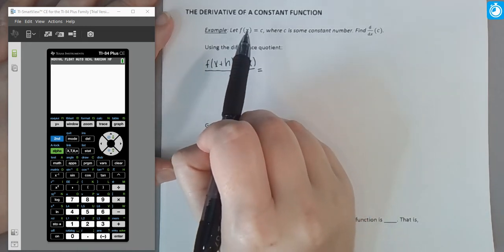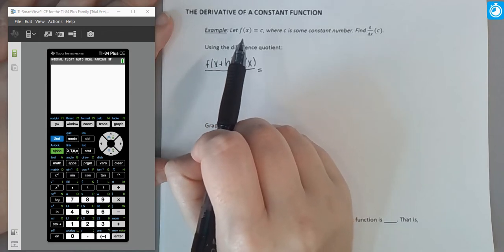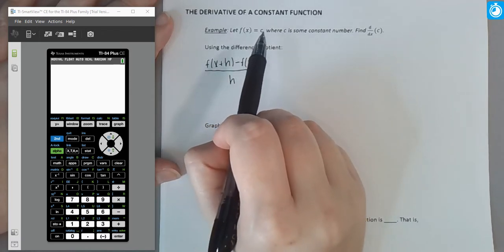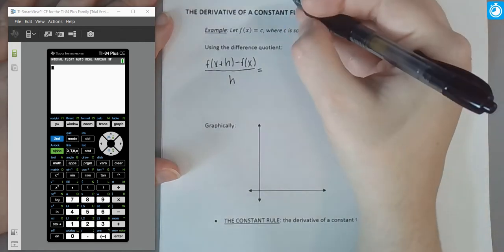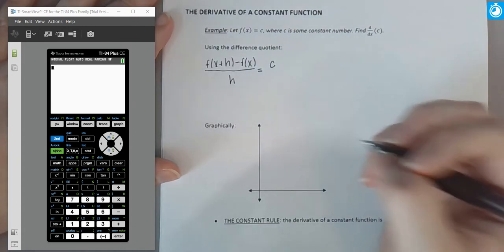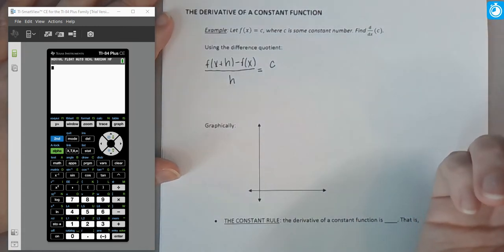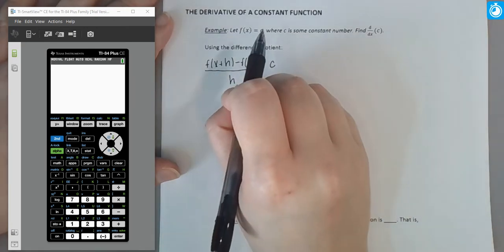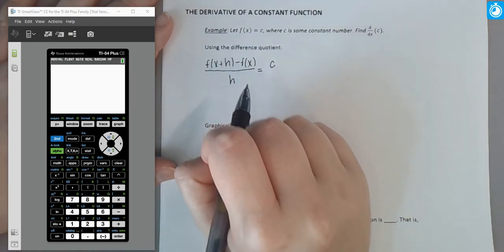So regardless of where we're evaluating this function, the function is always identically equal to c, whatever this constant is. So f of x plus h is actually just going to be the constant c, because again, there's nowhere to substitute in x plus h. There is no specific location for the input in that function rule.